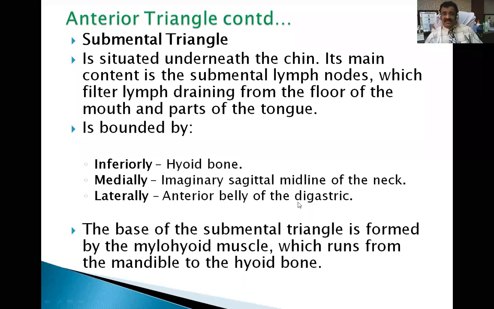Laterally by the anterior belly of the digastric muscle. So digastric means double belly, so it's called anterior belly and posterior belly. The base of the submandibular triangle is formed by the mylohyoid muscle, which runs from the mandible to the hyoid bone. So mylo means mandible, hyoid means hyoid bone. So this is the floor, mylohyoid muscle.